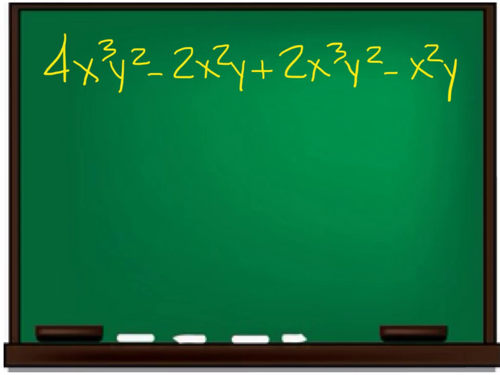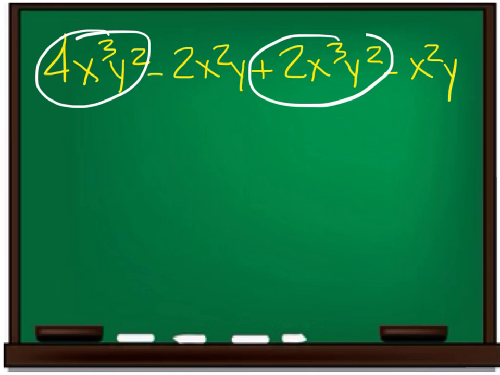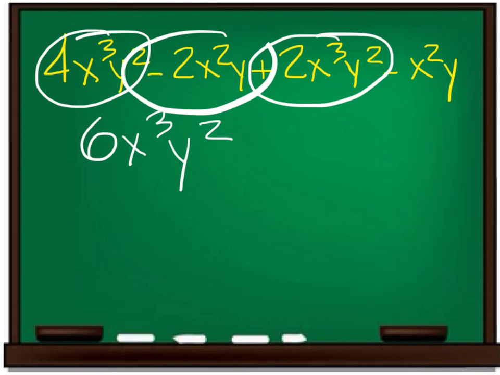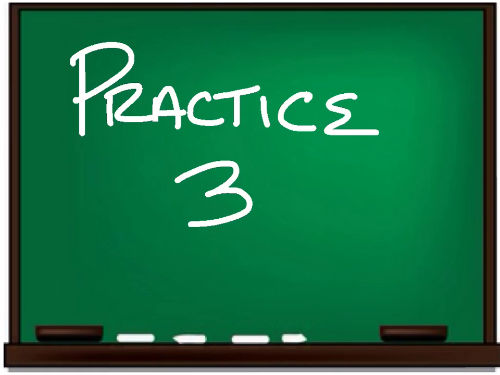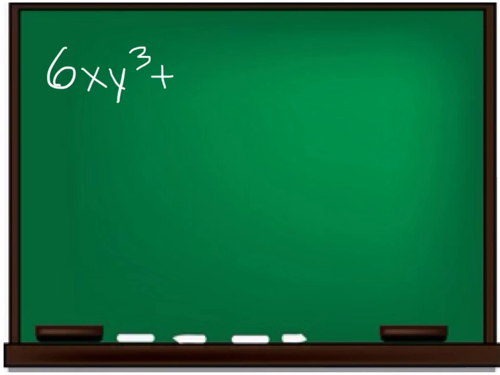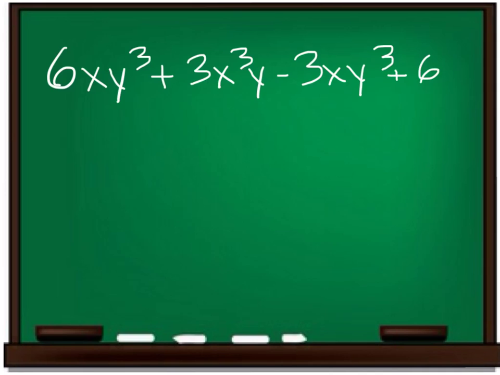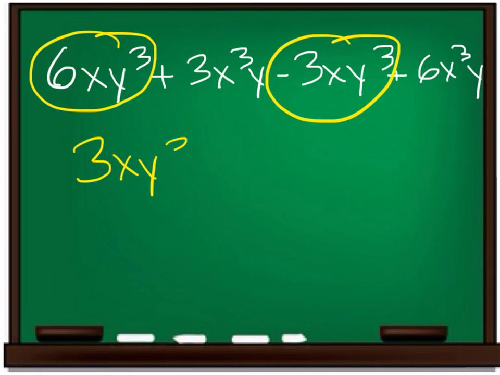They have to have the same powers, same variables, in order for them to be like terms. So 4x to the third, y to the second would add with this to get 6x to the third, y to the second. And then negative 2x squared y minus x squared y is minus 3x squared y. On the practice problem, this minus this is 3xy cubed, and this plus this is 9x cubed y.